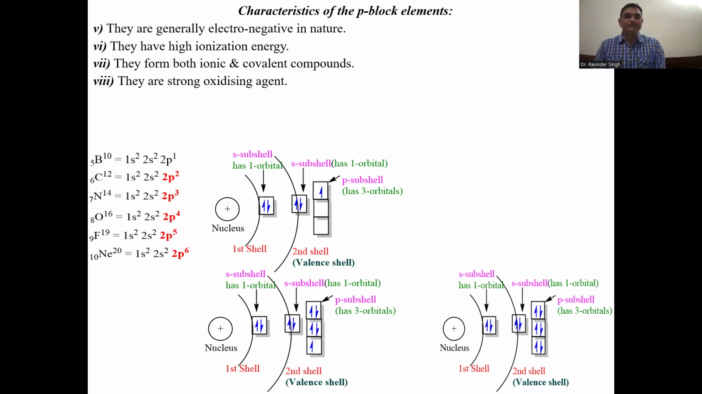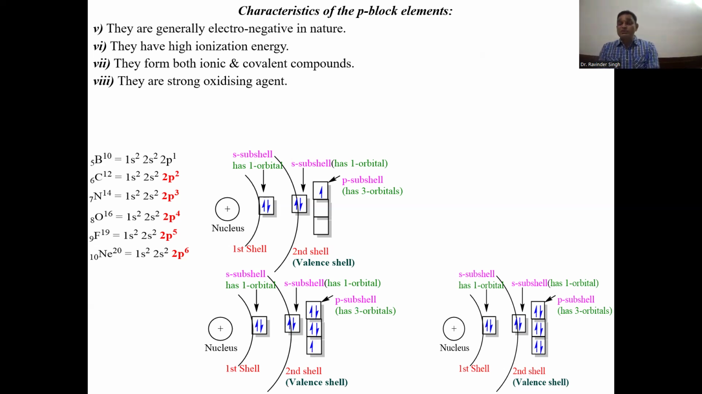They are strong oxidizing agents, as we already explained during the characteristics of the s block elements. The s block elements are reducing agents because they have the tendency to lose electrons. Similarly here, the p block elements which form ionic compounds have more tendency to gain electrons, because after gaining them they become like the group 18 elements. They acquire the fulfilled stable configuration. So as they have more tendency to gain electrons, they are oxidizing agents.